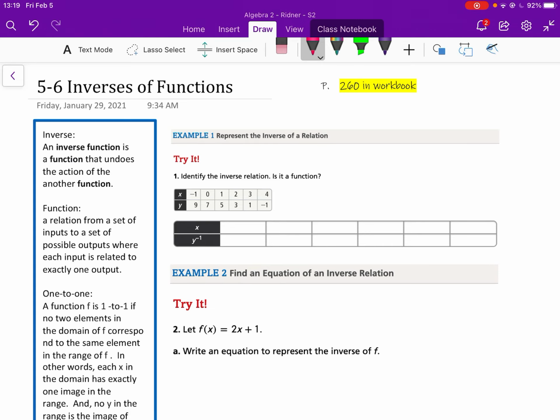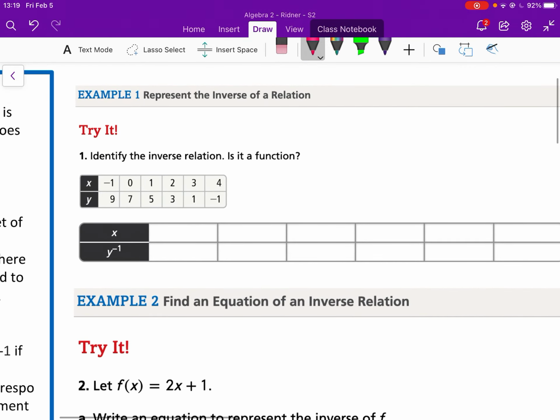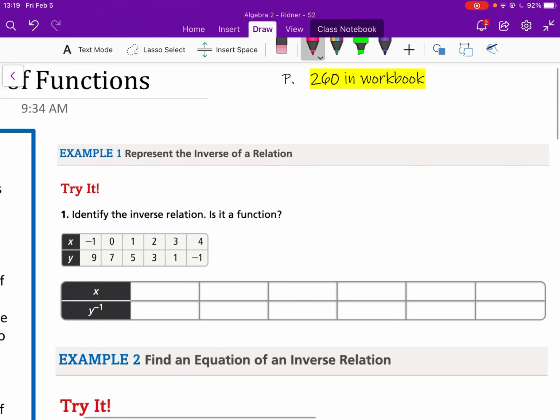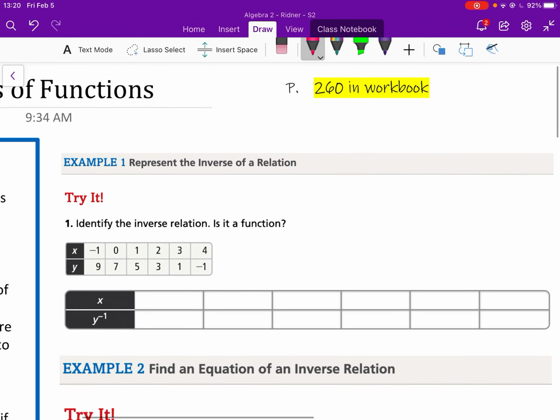When we are looking at something like a table, such as our first example from the workbook, page 260 if you have the workbook, otherwise just take notes on your own paper, all we do is flip x and y. So before we had the point -1, 9. The inverse is going to be the point 9, -1. So they're just going to flip.